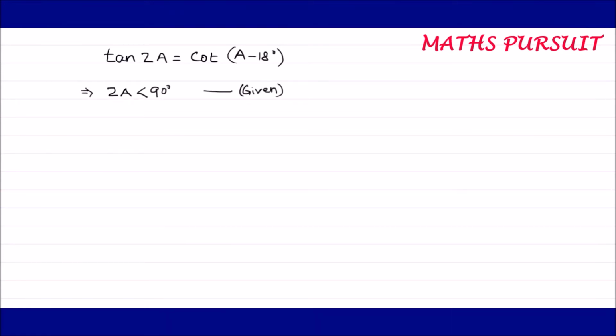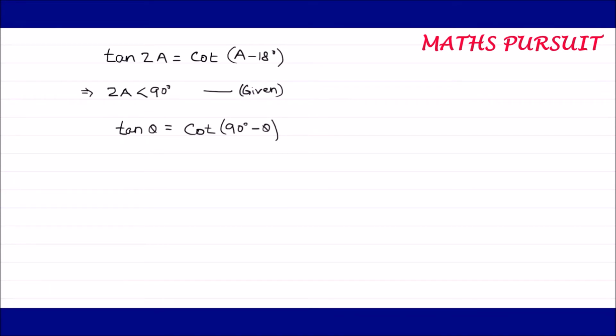Tan 2a is equal to cot (a minus 18 degrees), and let us find the value of a. We very well know that tan theta is equal to cot (90 degrees minus theta). We are quite acquainted with this type of identities or formulas by this time. Even if we do not know, let us try to remember these things. So tan theta is equal to cot (90 degrees minus theta). This is one of the formulas or identities. So I'm going to use this concept now.